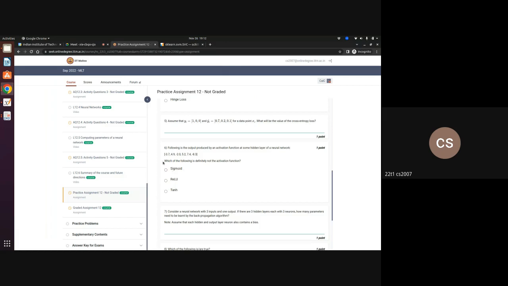So can sigmoid be? This is the output produced by an activation function. Can this kind of output be produced by sigmoid? Is what I'm asking you. No, right? Why? Because the output is between 0 and 1, and here there are values more than 1 also. So this is not correct. Okay, tanh, if you know, is another kind of activation function, and it produces values between -1 and 1. So sigmoid produces between 0 and 1, tanh produces between -1 and +1. Okay.